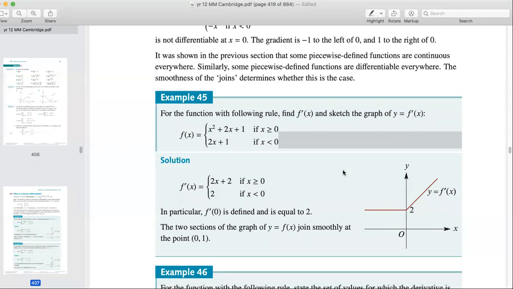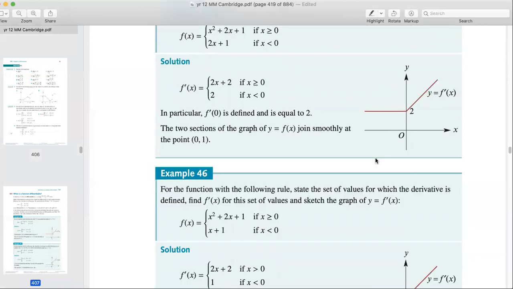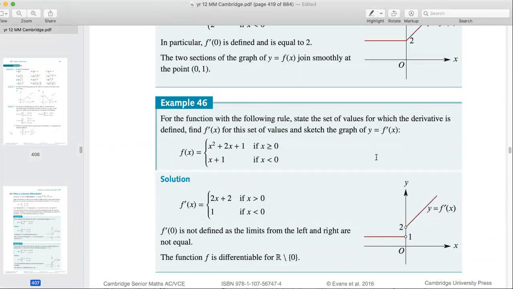And then we think of it like the pieces join smoothly, okay? And for the next one, on the left hand side, I take the derivative 2x plus 2. And on the right hand side, I get 1. So my left derivative is 1 when I plug 0 in, and my right is 2. But anyway, it's not equal, so the function is not differentiable at this point.